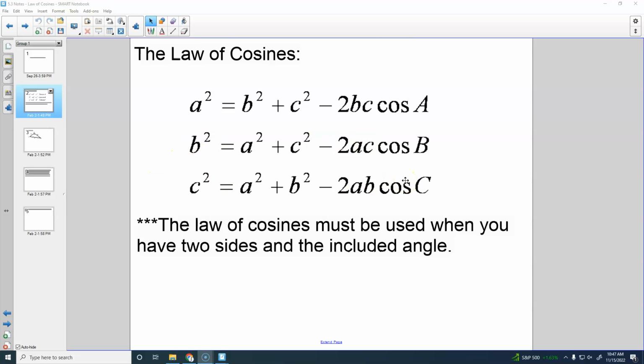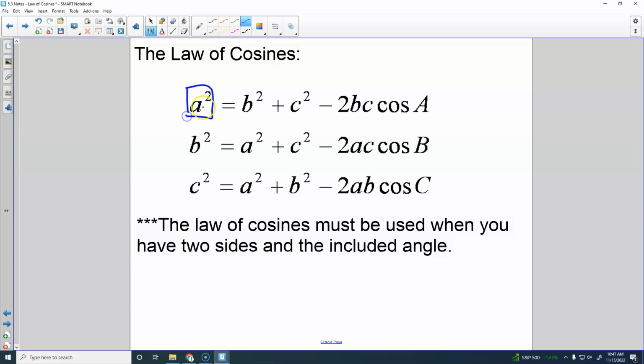Three different formulas, but really it's just three different variations of the same formula. If you will notice here, if you have the a squared over here, then you have a cosine of a, and then your other letters are your b and c here and bc right here. If you have b squared here, then your cosine is of b, and then the other two letters a and c go here. And then for the last one, if you have your c squared, your c goes here, and then your other two letters a and b go here. So it's just variations of the same formula.